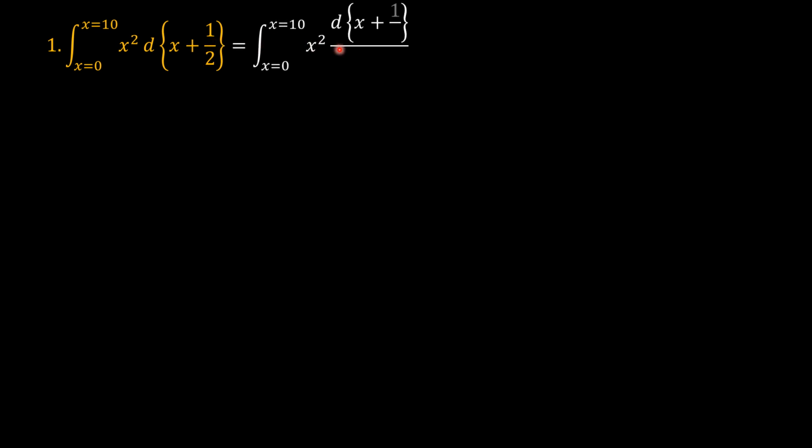So let's try to re-express the d fractional part of x plus a half into a form that is easy to understand. That can be expressed as the derivative of that fractional part of x plus a half with respect to x times dx. Now what is the fractional part of x plus a half? That is the same as x plus a half minus the integer part, and that is the floor function of x plus a half.